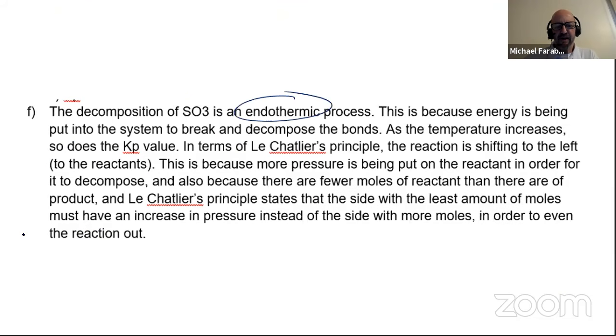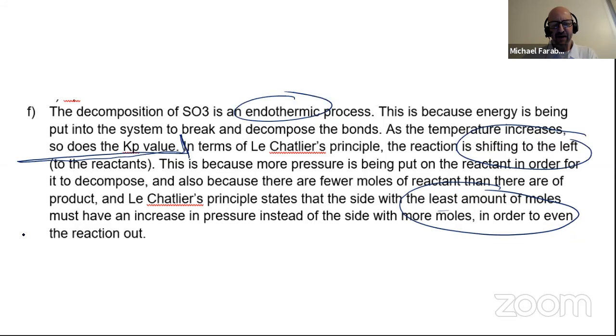All right, it's endothermic. This is because energy is being put into the system to break and decompose the bonds. As temperature increases, so does the Kp value. Okay, so far so good. In terms of Le Chatelier's principle, the reaction is shifting to the left. Okay, it's actually shifting toward the right, so that's a concern. It talks about there are fewer moles of reactant than there are product. Le Chatelier's principle says the side with the least amount of moles, now they're really getting confused. So I think they probably had it, but they just kept talking and they said stuff that now actually cancels out some of the earlier good work.